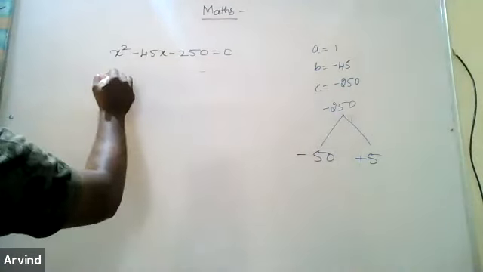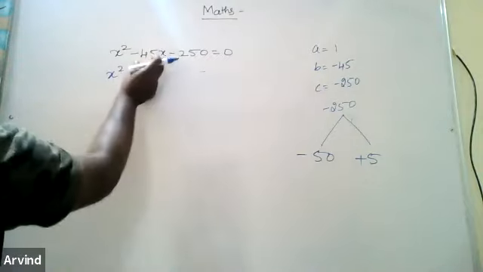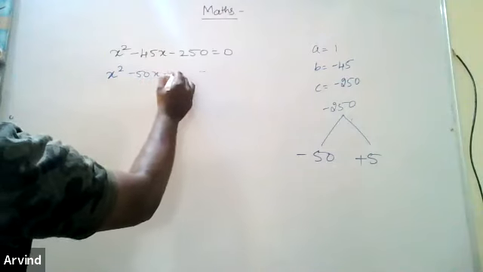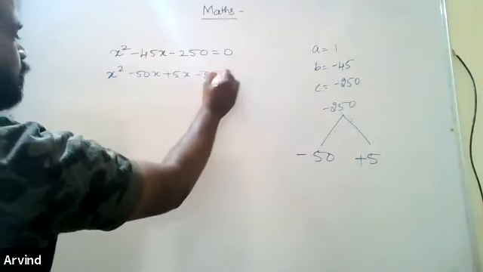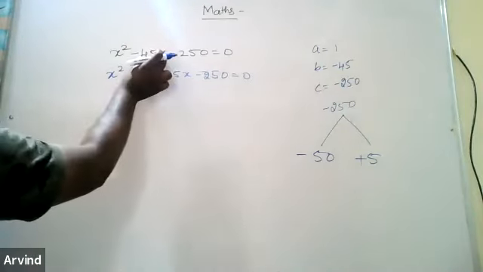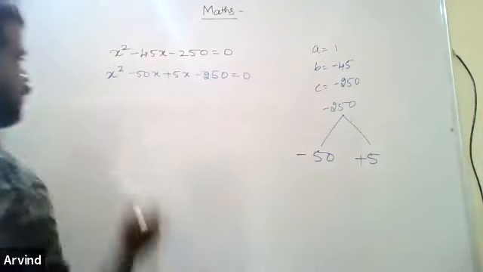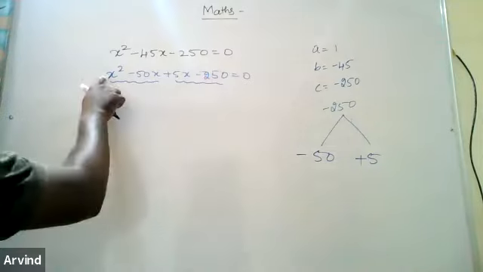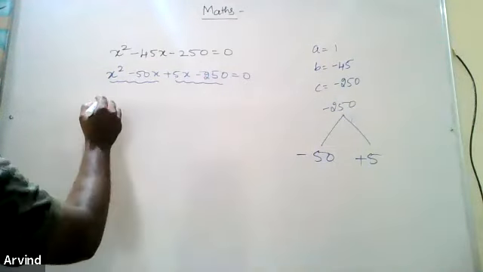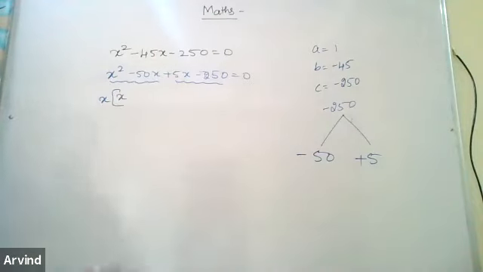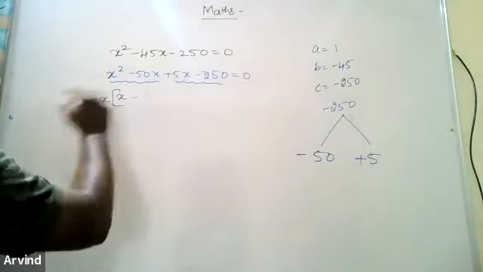So first term as it is, x square. Instead of the middle term, introduce these two things: minus 50x plus 5x minus 250 equal to 0. Instead of the middle term, you have to introduce these. Now take out common between these two and these two. Between the numbers here there is nothing common. Between x square and x, x is common. So from x square, x is taken out, x will be left out. Minus 50 has already come out.